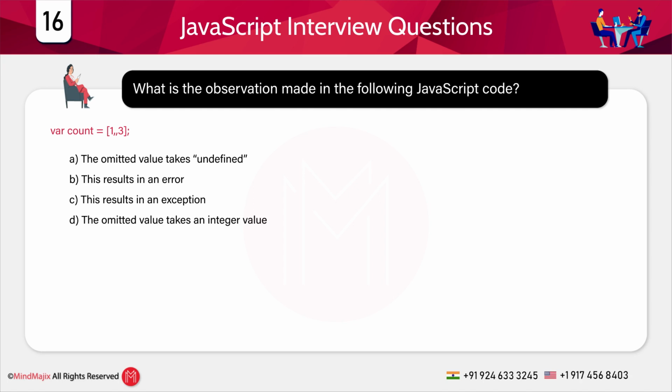So the answer is A, because an array is defined with the null value when no value is mentioned. If you omit a value from an array literal using the comma, then the omitted elements are given as undefined value. So at the place of the comma, it gives the value undefined.